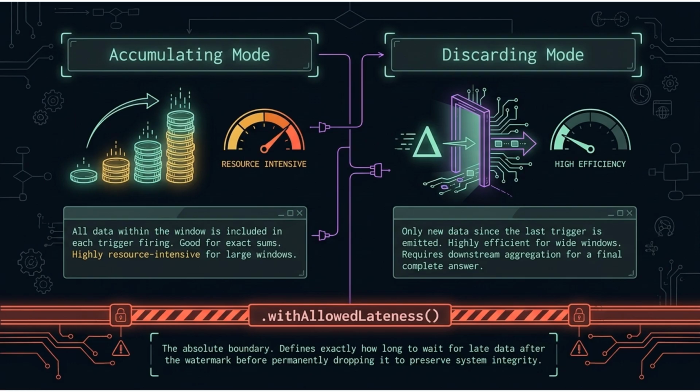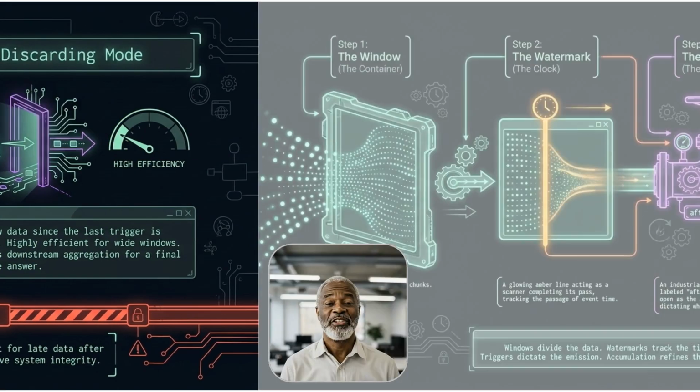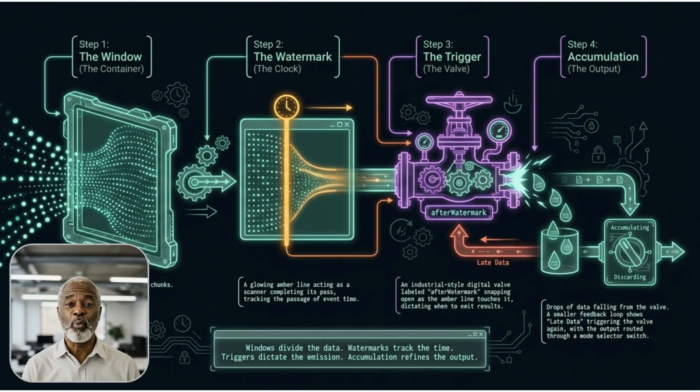Windowing output can use accumulating mode, including all data since the window opened, or discarding mode, only including new data since the last trigger. The withAllowedLateness boundary defines how long to wait for late data. The four steps of stream processing are the window, which contains the data, the watermark, which tracks event time, the trigger, which dictates emission, and accumulation, which refines the output.